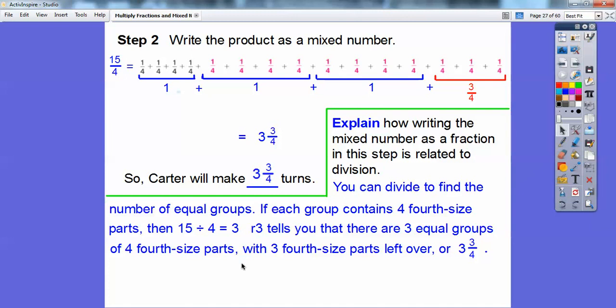size left over. This is what I like to do, you guys, is I divide the bottom number into the top number. 4 goes into 15 3 times with 3 left over. So it goes in there 3 times with this 3 left over. So it's 3 3/4, okay?